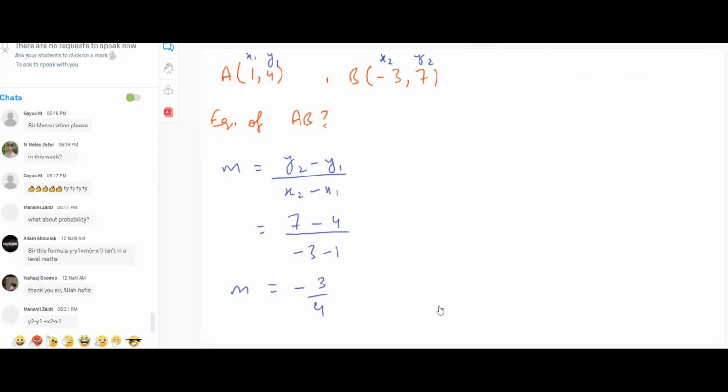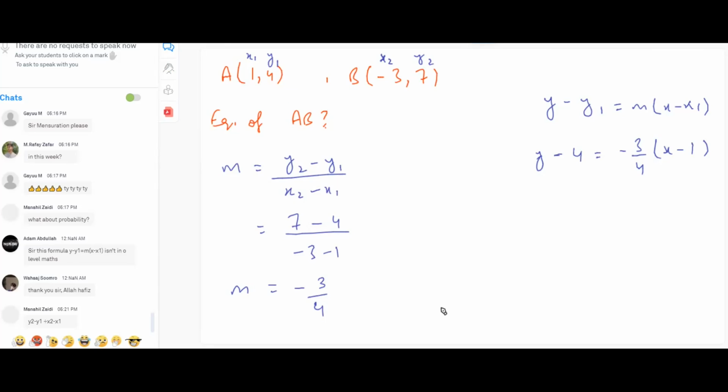Those of you who don't know about that, y minus y1 equals m into x minus x1. So all you have to do is gradient आपके पास आ गया, that is -3/4. ठीक है, अब आपको क्या करना है? इनमें से कोई भी एक पॉइंट उठा लो, डजंट मैटर व्हिच वन. अब ये पहला वाला पॉइंट ले लो, दूसरा वाला पॉइंट ले लो, x1 और y1 की जगह पॉइंट पुट कर दो. फॉर एग्जांपल अगर मैं पहला पॉइंट लेता हूं यहाँ पे, y1 क्या आएगा? 4. मैं a ले रहा हूँ. y1 is 4 and x1 is 1.